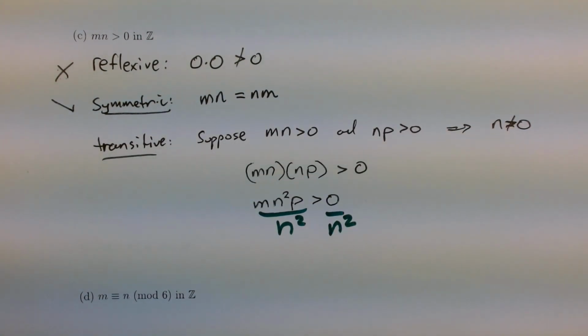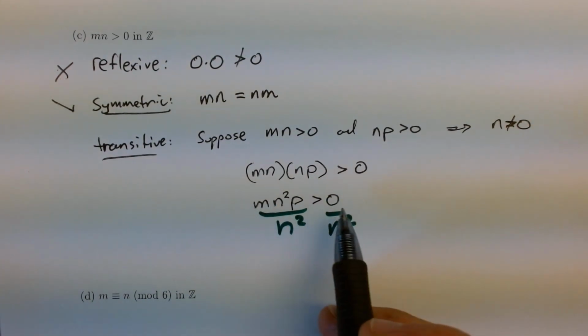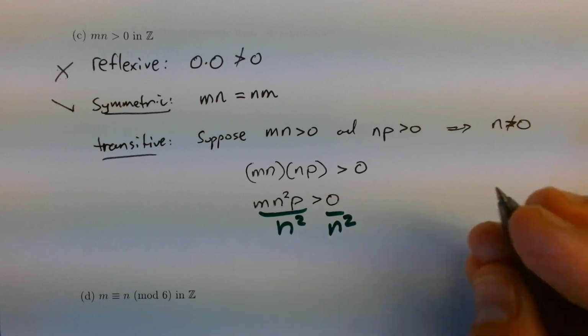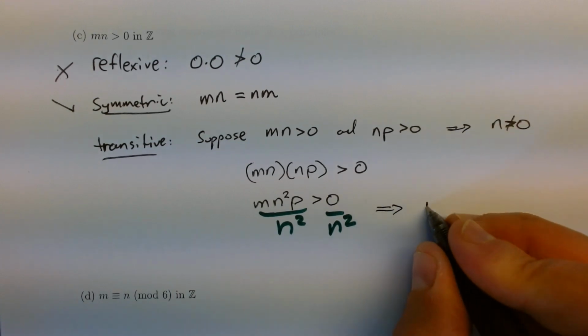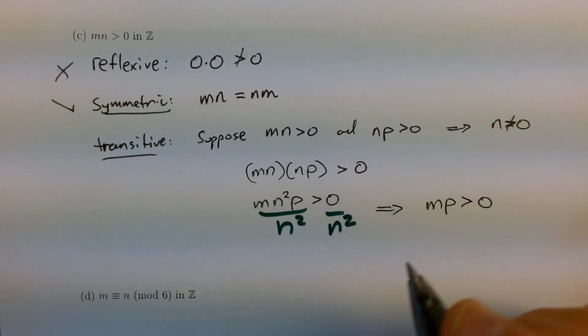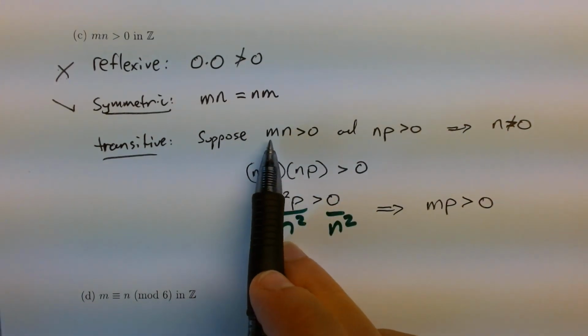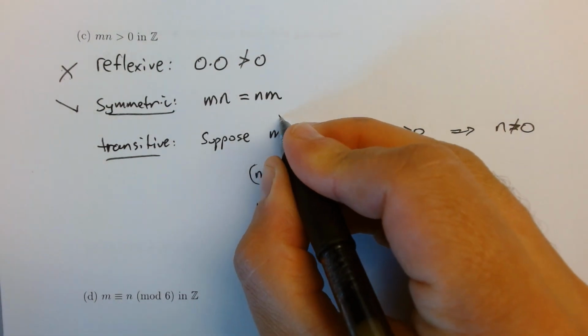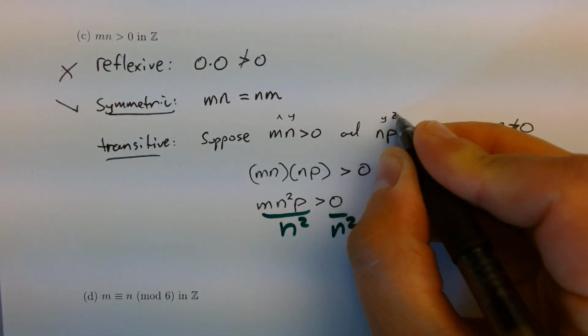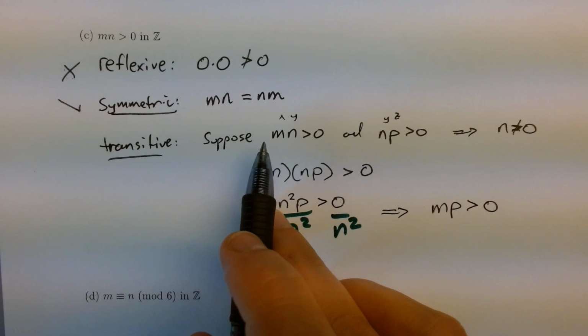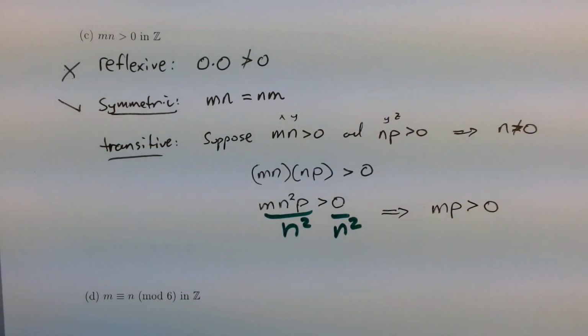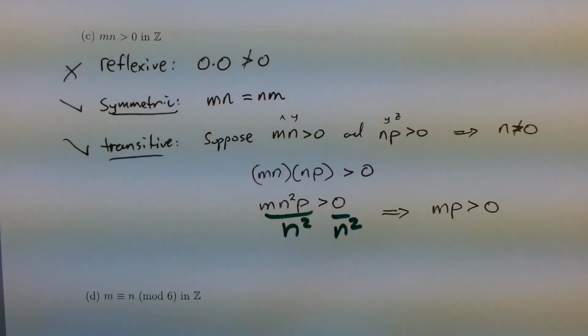Notice I can't do that if I tried to divide both sides by m. It's not allowed, because I wouldn't know what would happen: m could be positive or negative, and so it could switch the direction. But I can divide by n squared. So I get mp is greater than 0, which is what I wanted, because if I think of this as the x and y and z, so x is related to y, y related to z, then m and p are like the x and z. So it does pass transitivity.